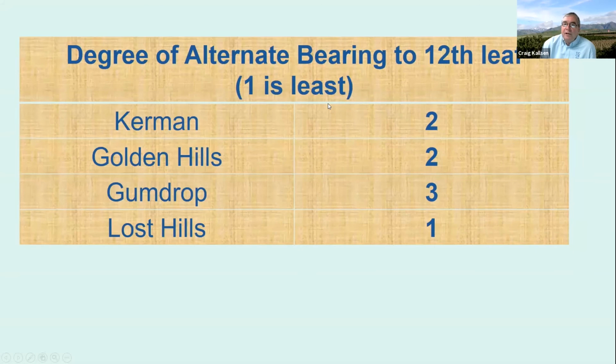The degree of alternate bearing at 12th leaf. In our trials, Lost Hills has had considerably less alternate bearing than these other cultivars. Gumdrop is severe alternate bearing. Some years we don't get anything, the next year it's all there. So I think that's not a good thing for the industry. Lost Hills, and when I'm talking to some people that have had Lost Hills commercially for some years, they seem to be seeing the same trend toward less alternate bearing.